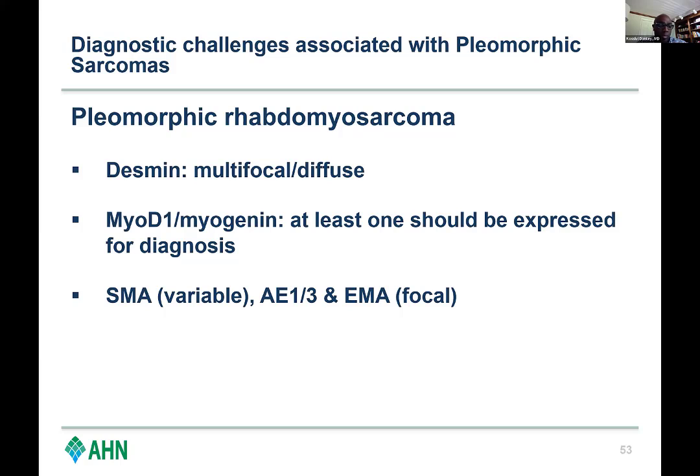Very important for the diagnostic criteria, one is to show skeletal muscle differentiation. To accomplish this, we need either myogenin or MyoD1 positivity. Can rarely be diffuse. Usually it's focal. If one can document focal positivity for either one of these immunostains, then the diagnosis can be made. They can express keratin focally.